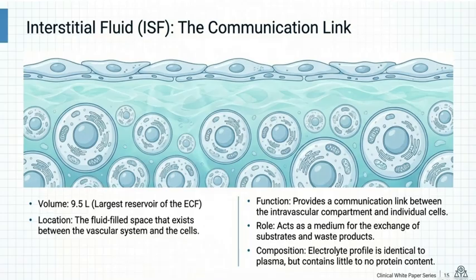Now coming to the interstitial fluid, which is the largest component of the extracellular fluid. It is about 9.5 liters. It is present in the space between blood vessels and the cells. Functionally, it acts as a communication between the intravascular compartment and individual cells. It allows the exchange of nutrients, oxygen, and waste products. Its electrolyte composition is almost similar to plasma, but it contains very little protein.